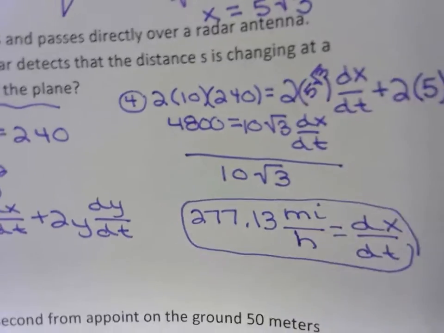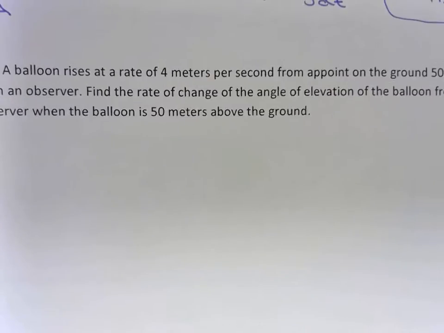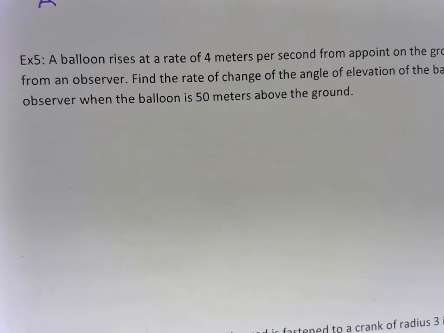Okay, let's look at example 5. Last one we're going to worry about today. I'll go over some more examples tomorrow if you still need help. A balloon rises at a rate of 4 meters per second from a point on the ground 50 meters from an observer. Find the rate of change of the angle of elevation of the balloon from the observer when the balloon is 50 meters above the ground.